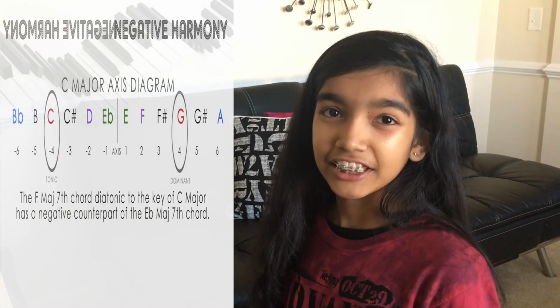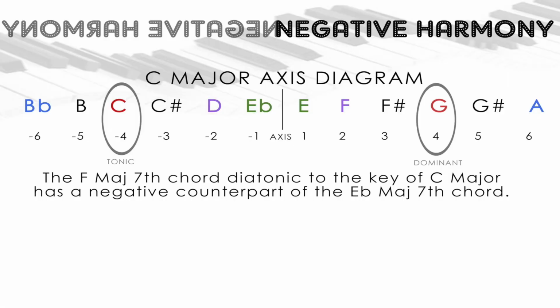If you want to find the negative of chords, step 1 would be to map out the notes. If you take F major 7, the notes are F, A, C, and E. Using the axis diagram that I just showed you, you would locate the notes on the chart. On the chart, you can see that F is number 2, A is number 6, C is -4, and E is number 1.